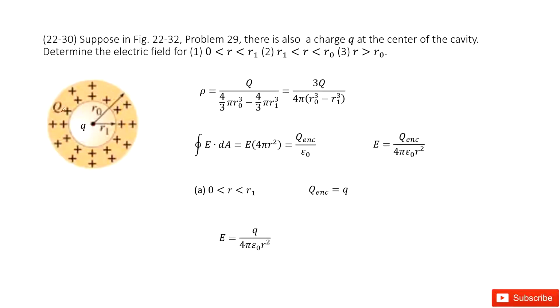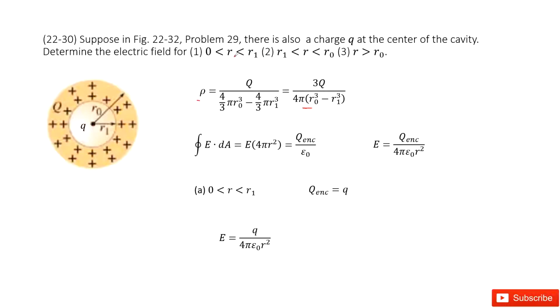And this shell is a non-conducting shell. The charge is uniformly distributed. The inner radius is R1, the outer radius is R0. And also the total charge on this shell is capital Q. Therefore, we can get the charge density rho on this shell as the total charge divided by the volume of this shell, right? So we get the answer that looks like this one.